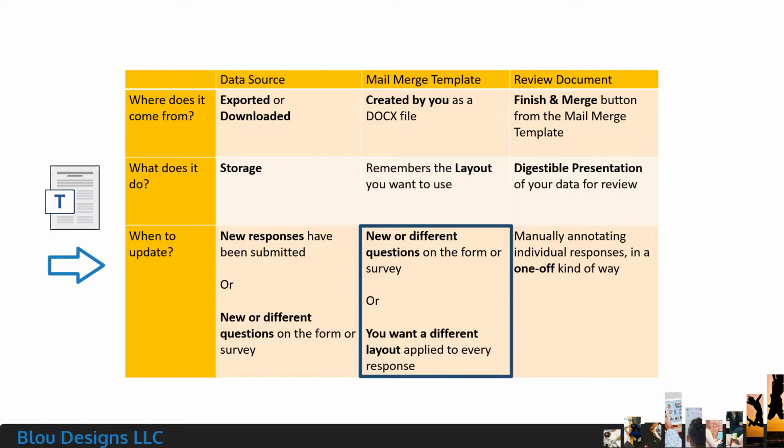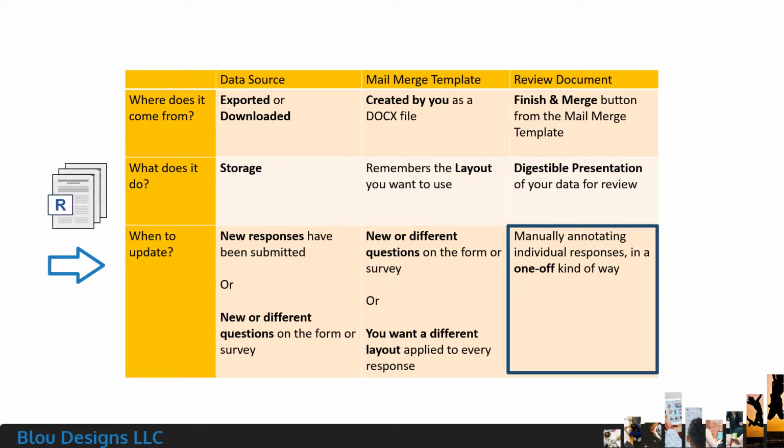And if you decide you want to change the layout used in your review document, this is also where you make those changes. In the case of your review document, that's largely automated for you. But if you want to manually annotate an individual response included in this review document before you review it or show it to anyone else for review, you'd make that change here.